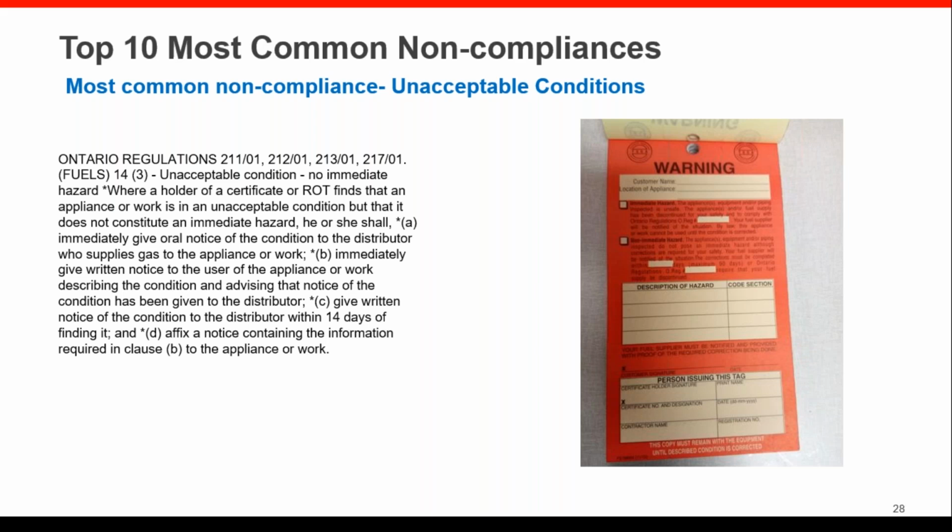Unacceptable conditions where there's no immediate hazard. The holder of a certificate or an ROT finds that an appliance or work is in an unacceptable condition, but that does not constitute an immediate hazard. He or she shall immediately give oral notice of the condition to the distributor who supplies the gas to the appliance, and immediately give written notice to the user of the appliance describing the condition and advising that the notice of the condition has been given to the distributor. So it's very clear here.